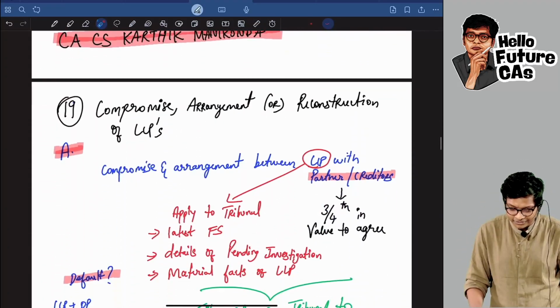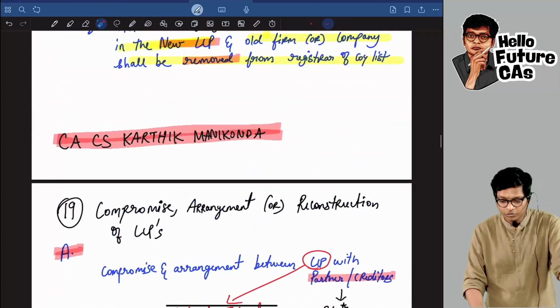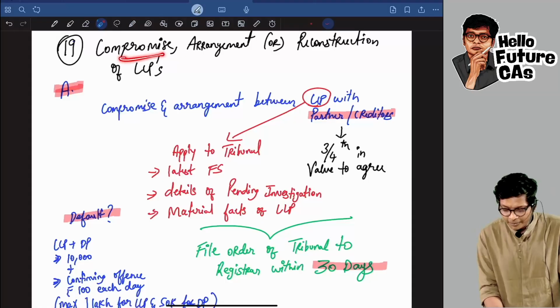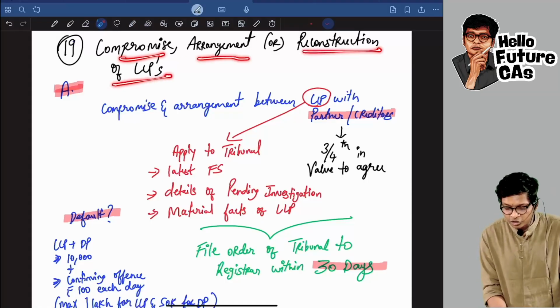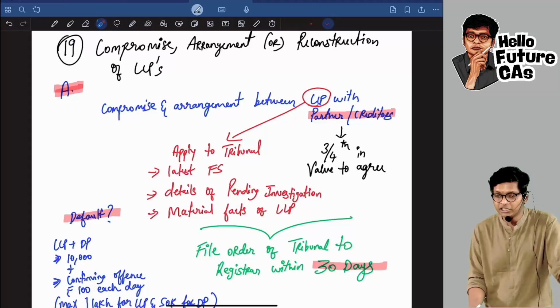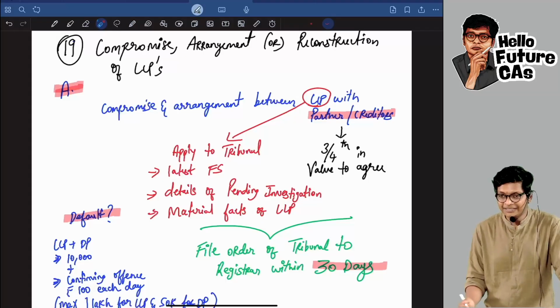Almost done, guys. 19 concepts, we are done. Compromise, arrangement and reconstruction of LLP. Okay, big concept in the study material, new addition. What is compromise? There is a fight.